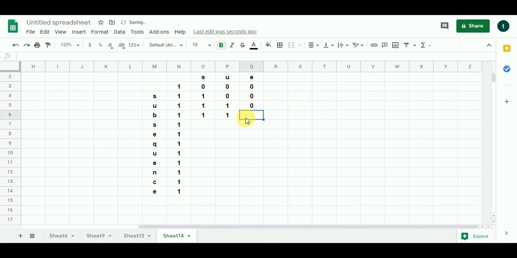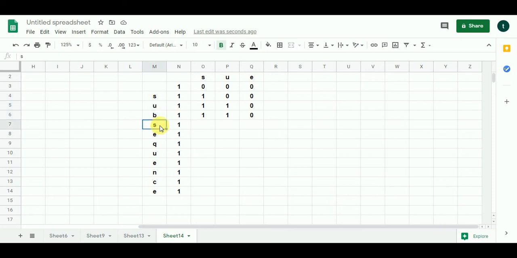Okay. And B doesn't match with E. So I'm going to get 0 over here. This also means that SUE doesn't appear as a subsequence in SUB. Now there comes another S.